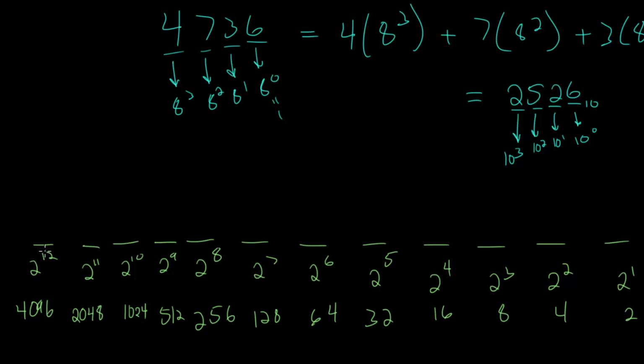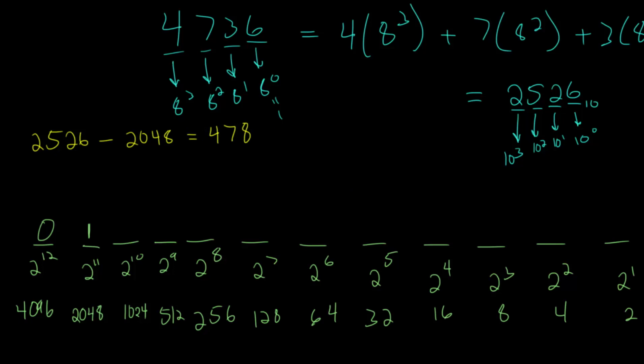This bucket right here would not be filled because our number is less than this. So we wouldn't fill that one, but we can fill this bucket. We can put 1 in there. And after that, we just need to think of how much we actually have left. So we can take our 2,526 and subtract off what we just put in this first bucket here, this 2,048.